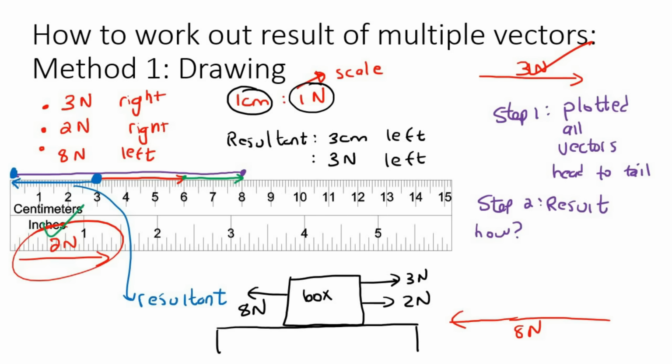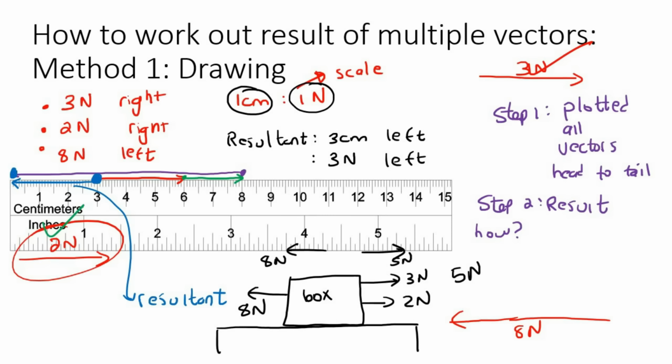And when we looked at what is the overall result of all of that, what we saw was that it's going to the left. And it makes sense. What is 3 plus 2? Well, 3 plus 2 is 5. And then so you've got 5 going to the right, and you've got 8 going to the left. So the overall effect is going to be 3 going to the left.